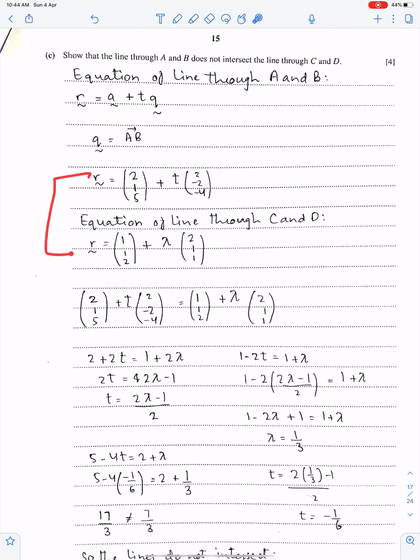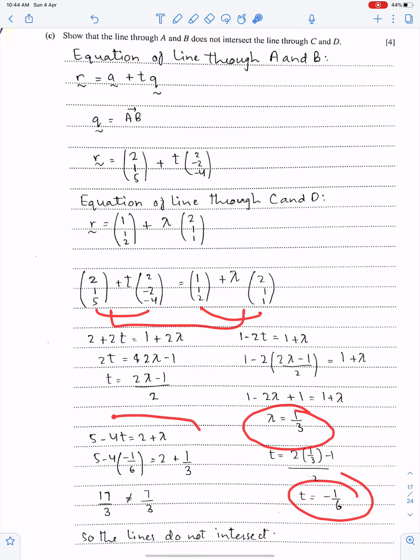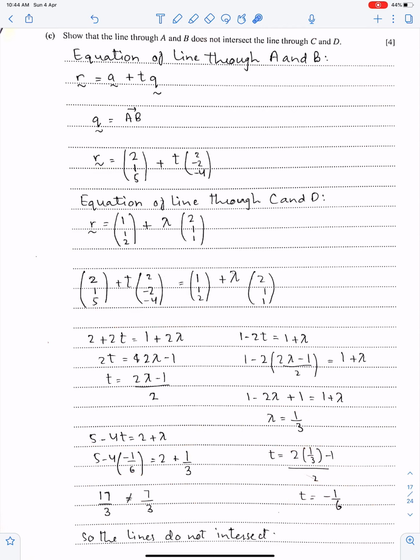So now equate the r's of both the lines and then form 3 equations and solve any 2 equations for the values of mu and lambda, or t. So lambda is 1/3 and t is minus 1 upon 6. Now substitute these values into that equation which you did not consider during solving. You did not consider this last equation. Now substitute these values into equation number 3. This equation is not satisfied. Therefore lines do not intersect. That means lines are skew.